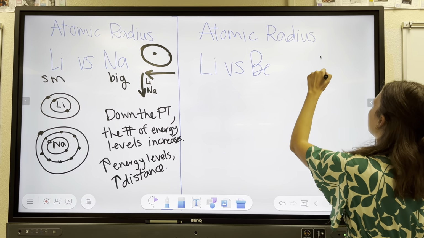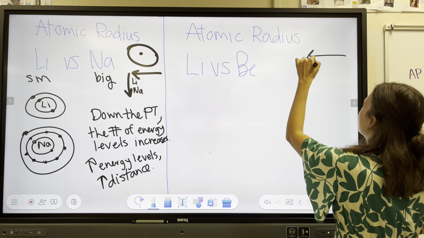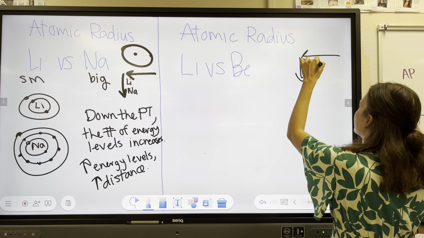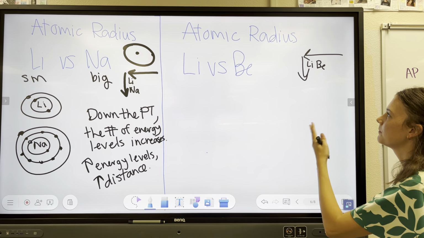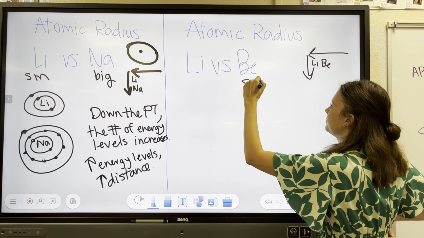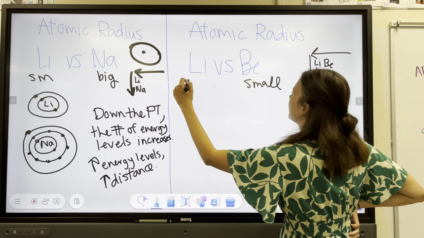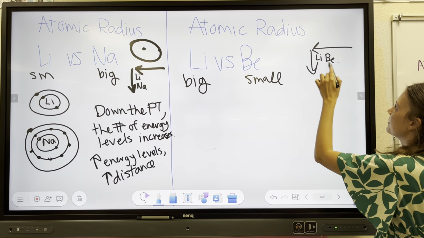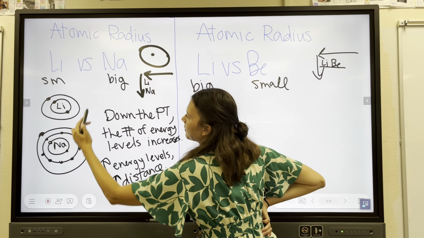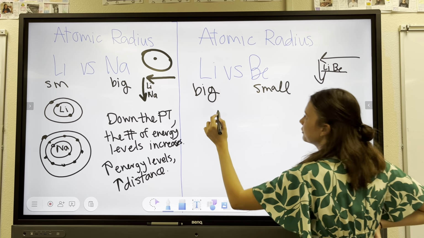Okay, so again, if you were to look at the periodic table, you would notice that lithium is right here, whereas beryllium is right here. So who should have the bigger radius? That would be lithium. The smaller one would be beryllium. But again, you need to be able to answer why. So these guys are in the same energy level, which means they're going to have the same number of rings as each other. Okay, 2 rings.